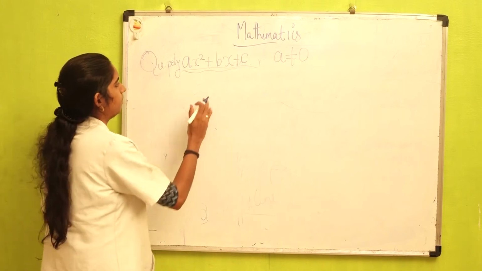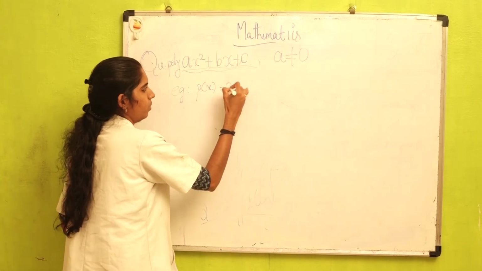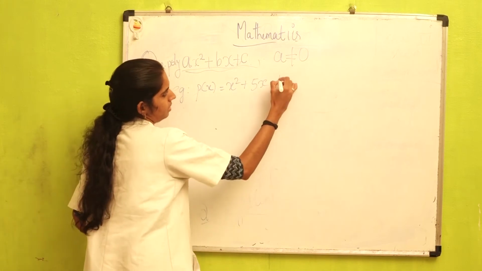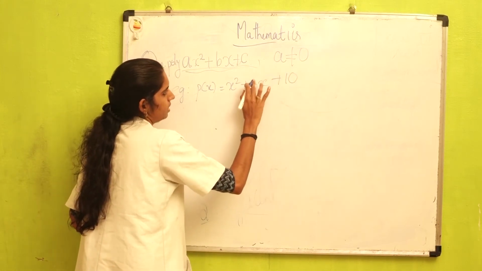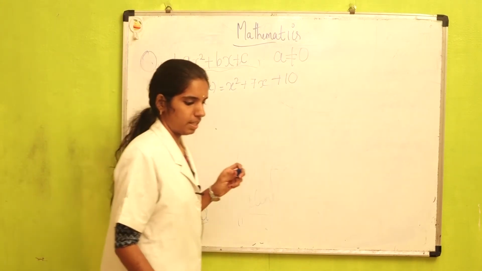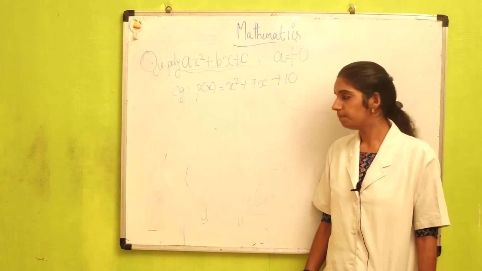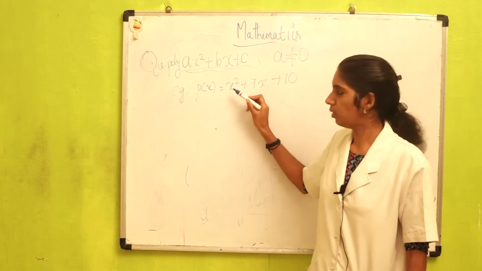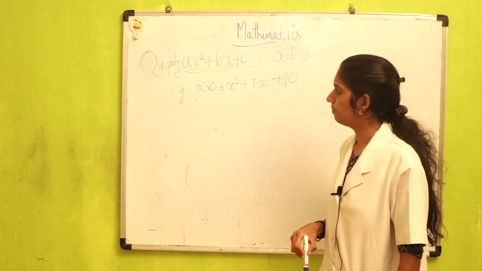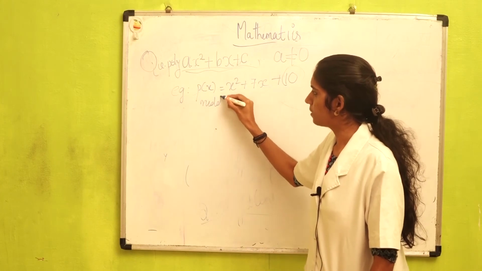So first we have to consider one example. P of x equal to, suppose, x square plus 7x plus 10. So this is an example of a quadratic polynomial. So how will you find its zeros? Here the coefficient of x square is 1, coefficient of x is 7 and the constant term is 10. Okay, so the method is known as middle term splitting.